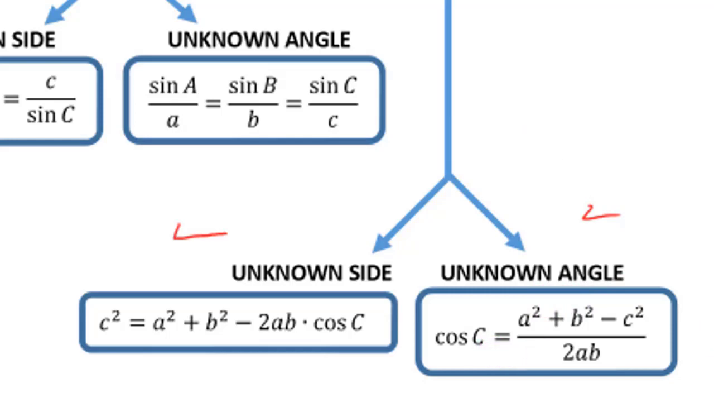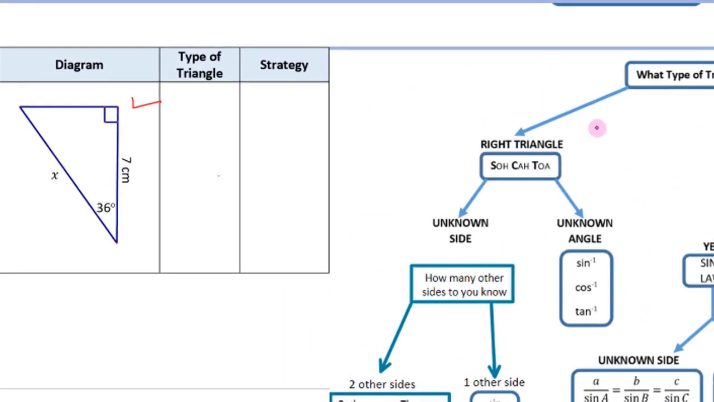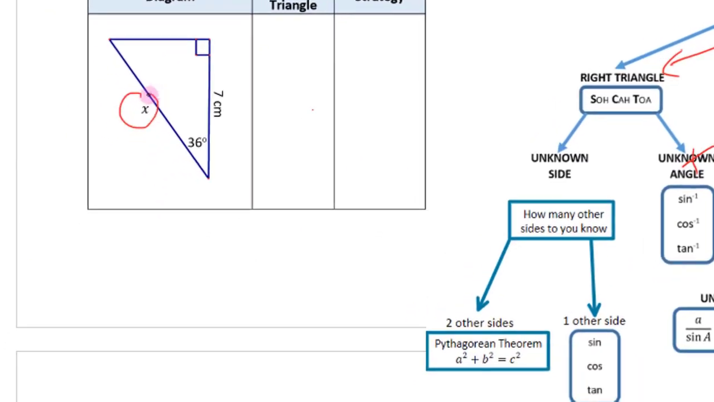So let's take a look at some of the triangles and determine which way we are going to solve for the unknown. Using our flowchart, we can take a look at this triangle, and right away we see that it is a right angle triangle. So that means we're off this way. So the next thing you need to ask yourself is, are we looking for a side or are we looking for an angle? Well, we're not looking for an angle, we're looking for a side length.